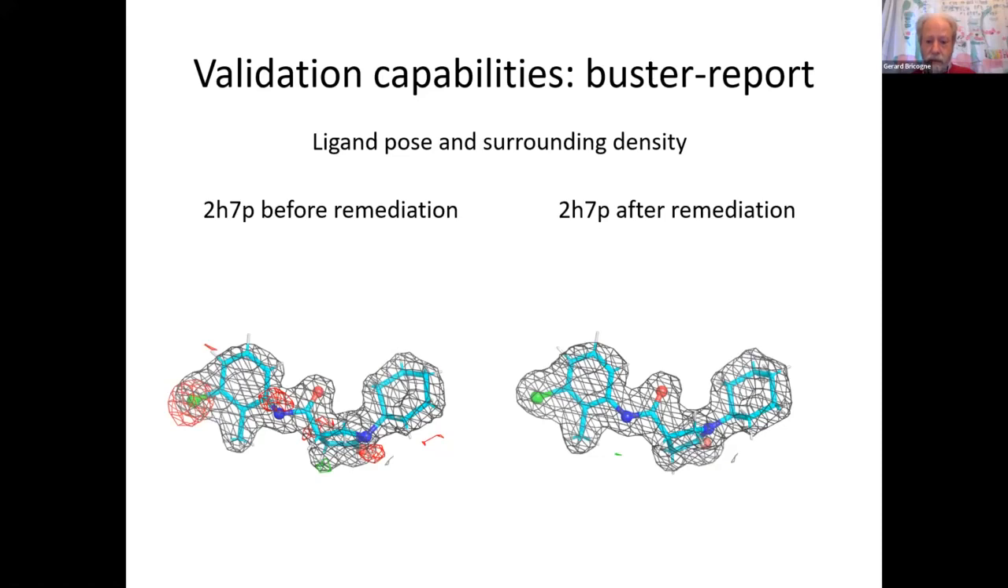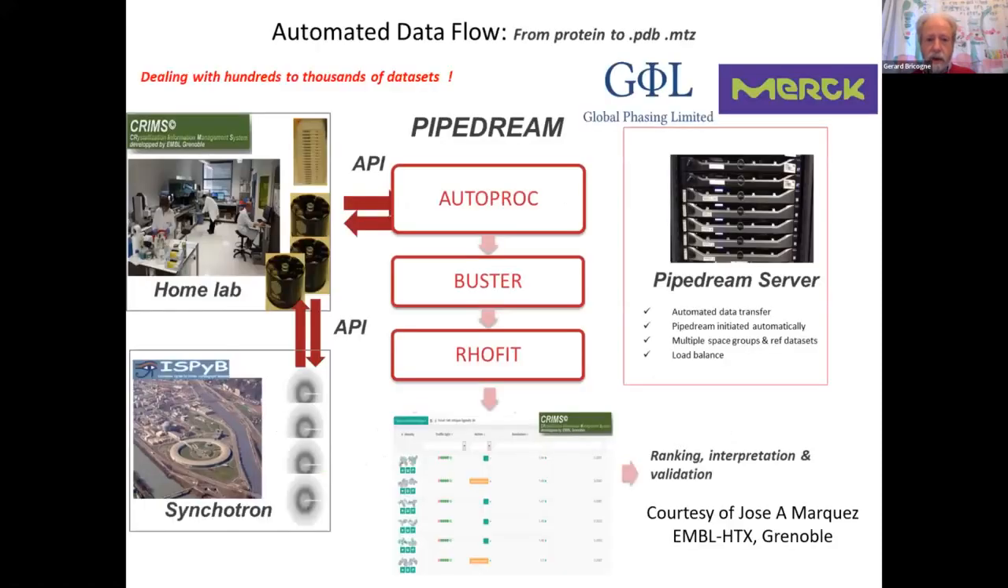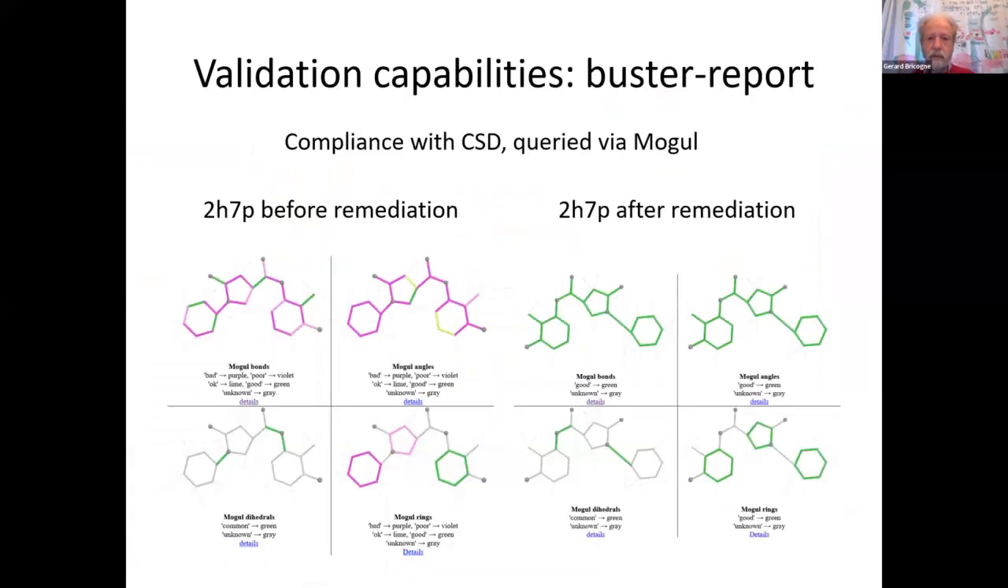These diagrams are quite photogenic actually, and very quickly I will mention that Josan Marquez's high-throughput screening pipeline at EMBL Grenoble annotates the results of running pipedream through large numbers of data sets by these diagrams, sorted on ligand density correlation coefficient. But let's get back to Buster report.